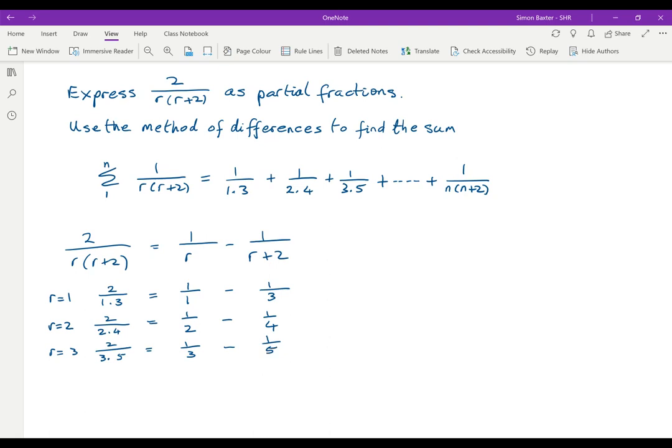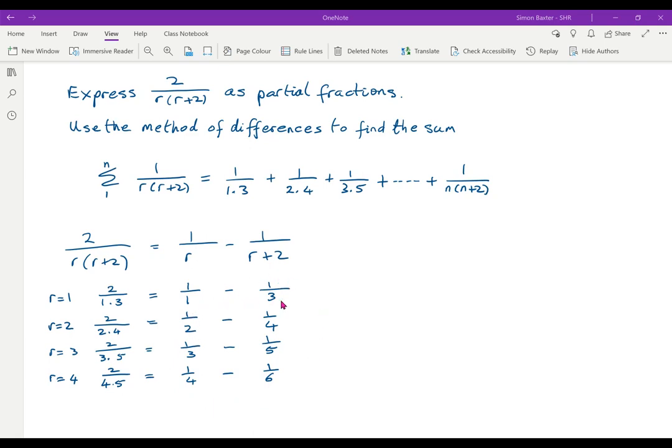Can you see anything which helps there? There is something which helps. Always be prepared to do another line or two if you can't see what's happening. Put r equal to 4. 1 over 4 minus 1 over 6. Remember that we want to add these lines up. So we're going to add everything up.